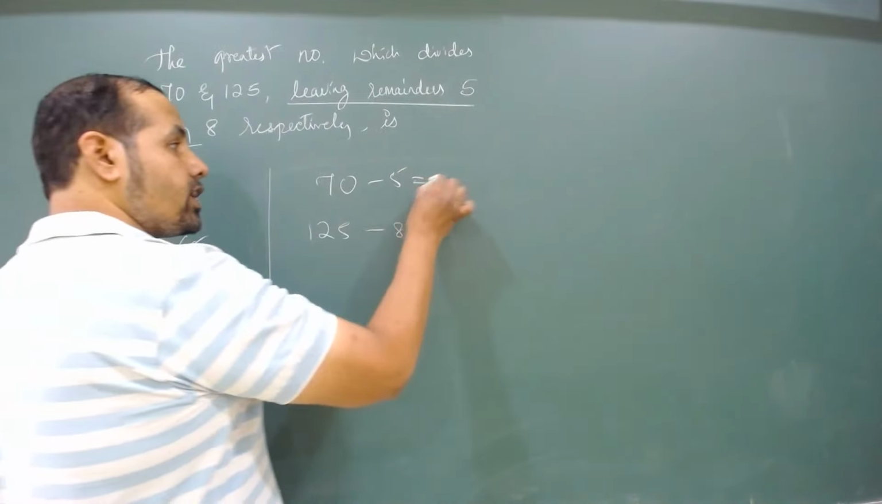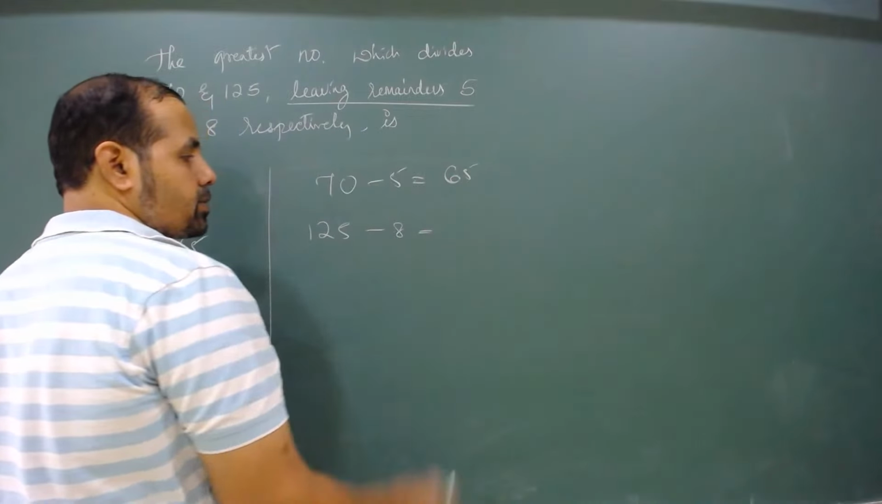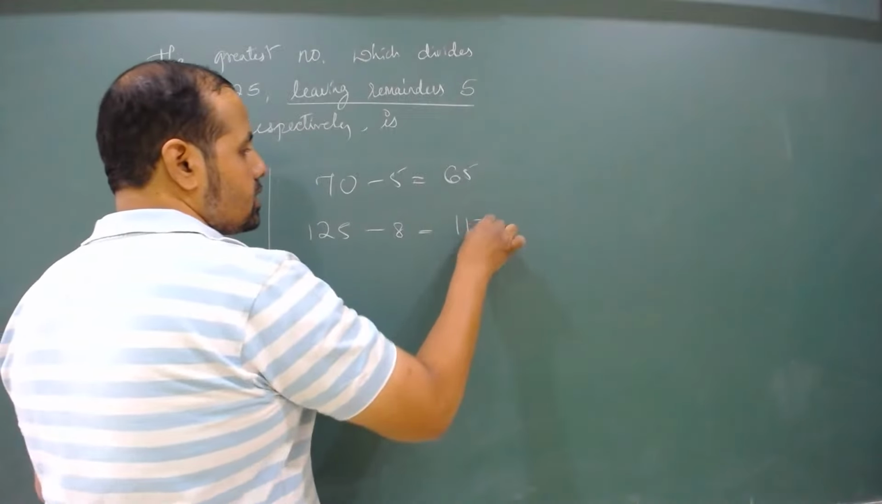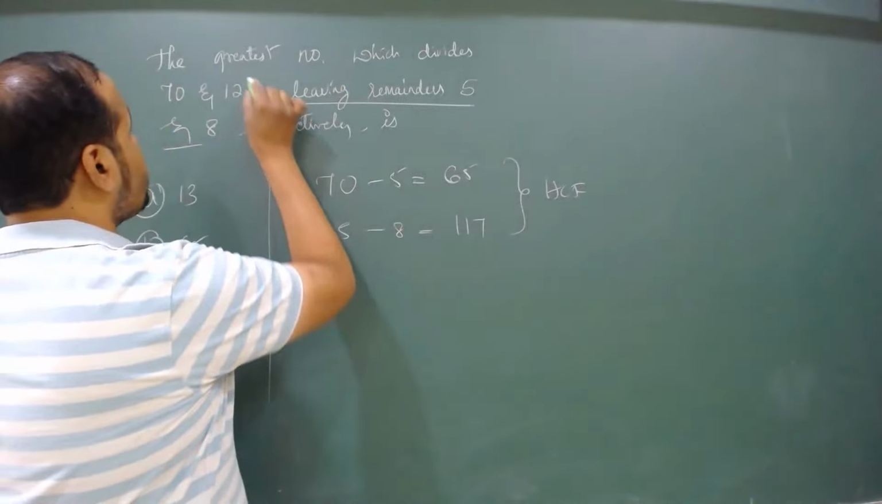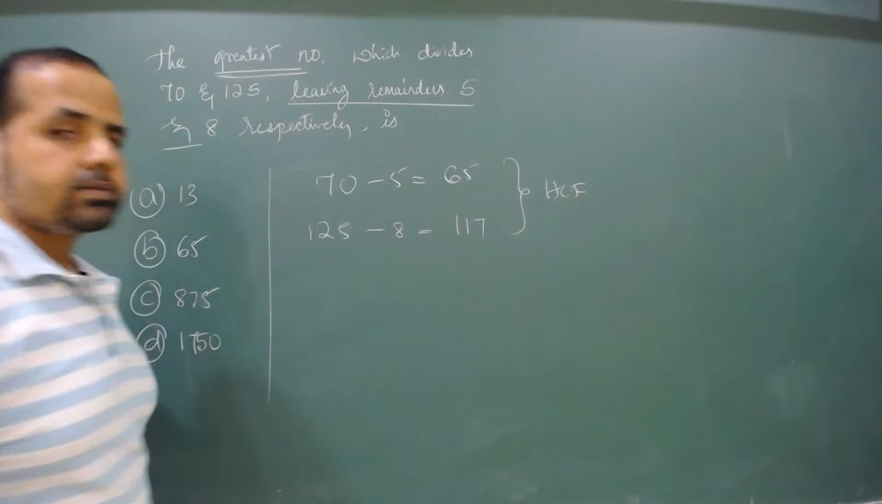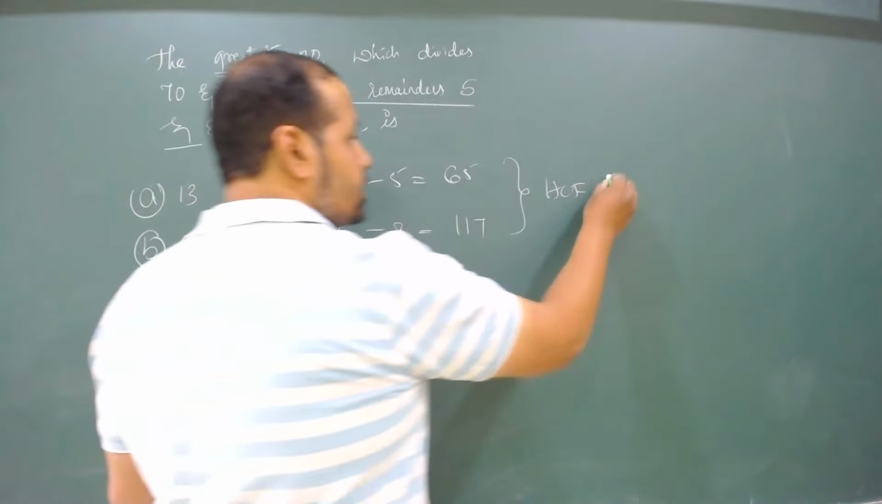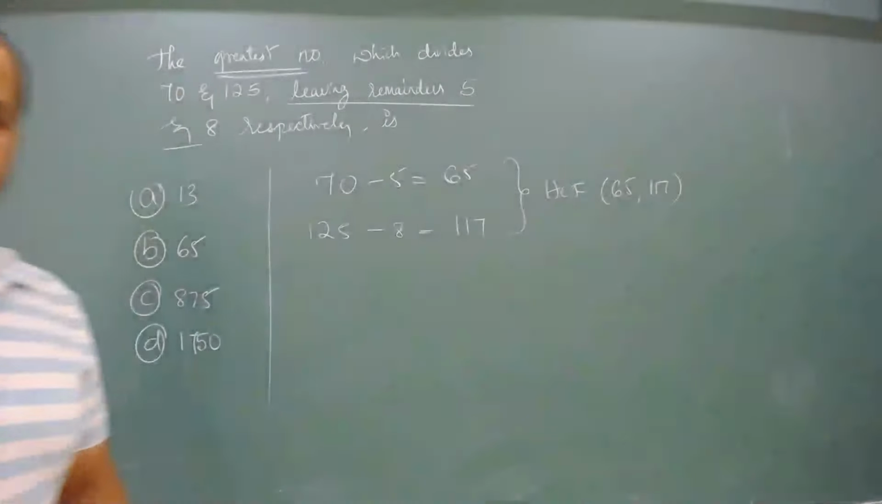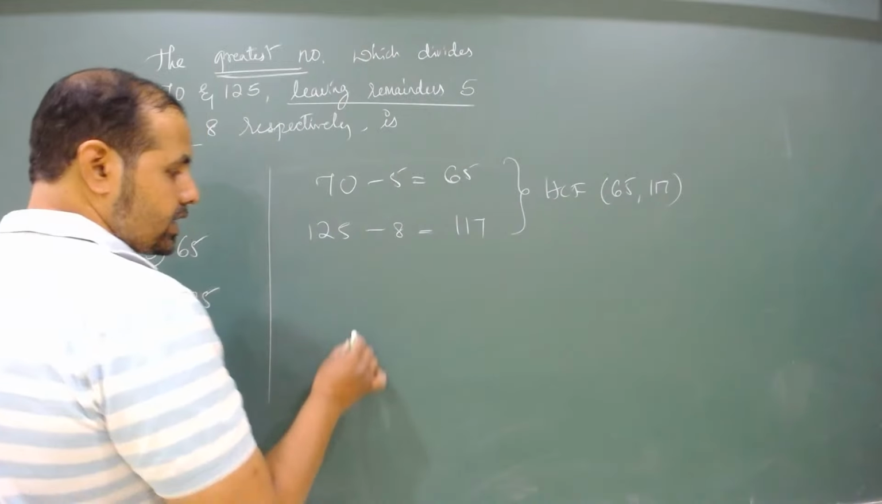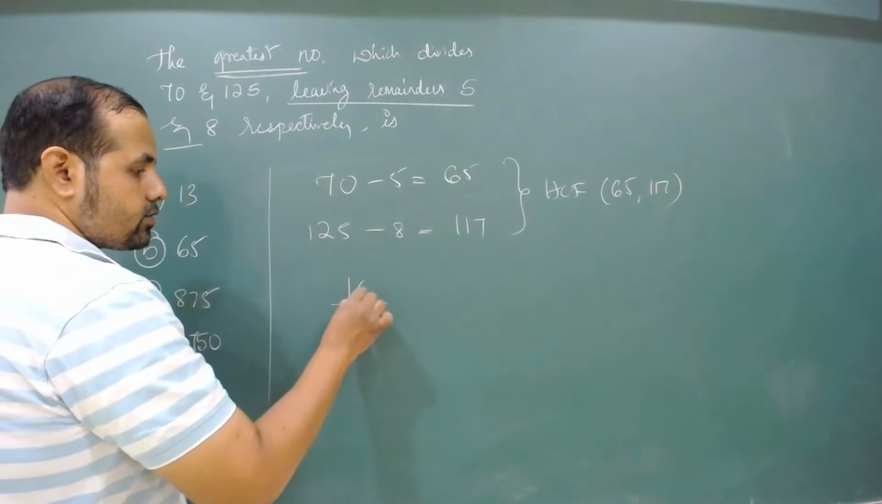So we're going to subtract 5 from the first number, subtract 8 from the next number, and then after that, HCF we will find. Why? Because they use the word greatest. So HCF of 65 and 117. I'll show you how it's done.